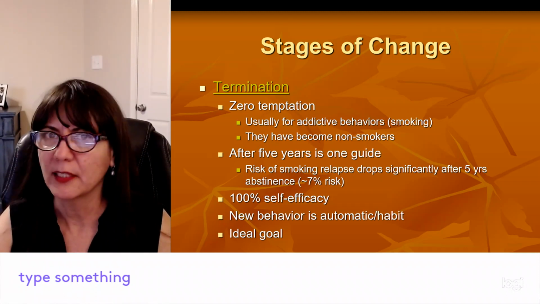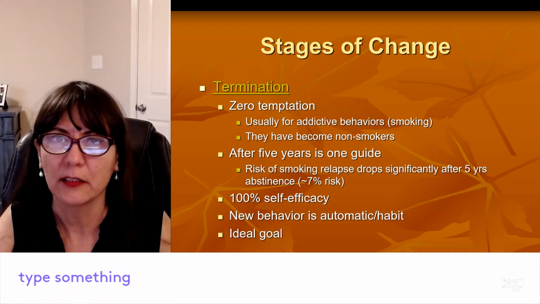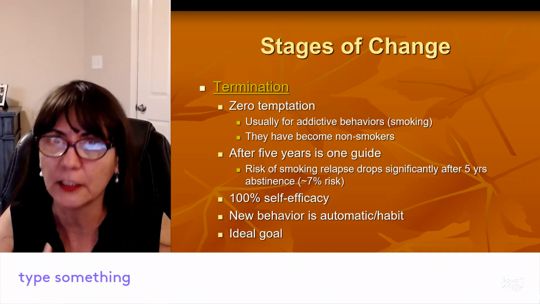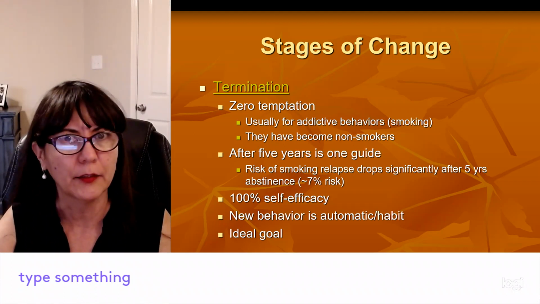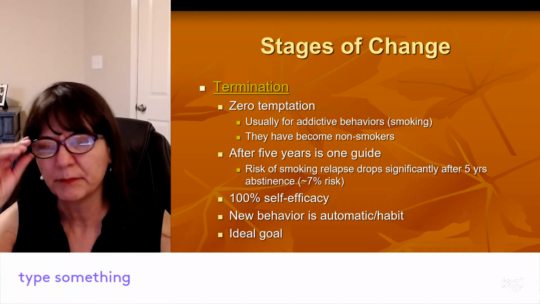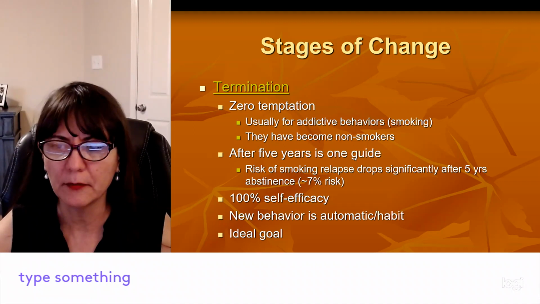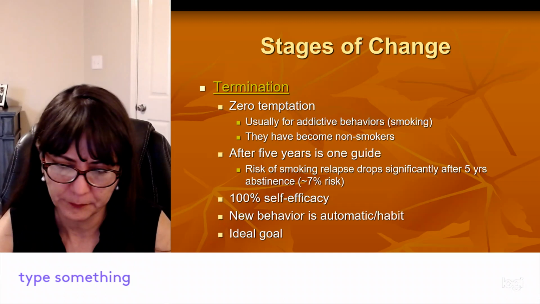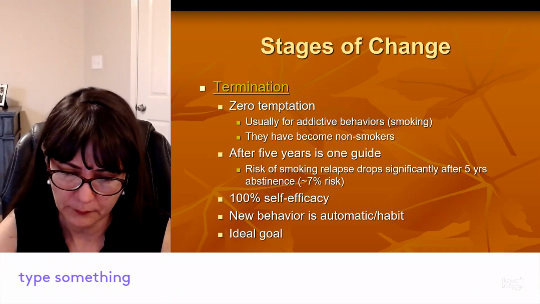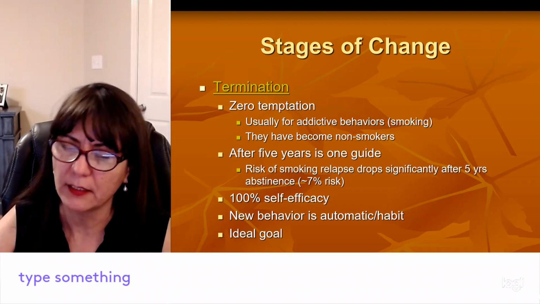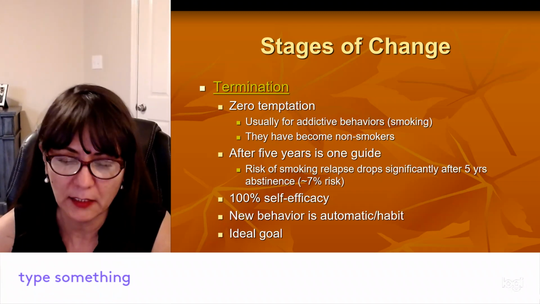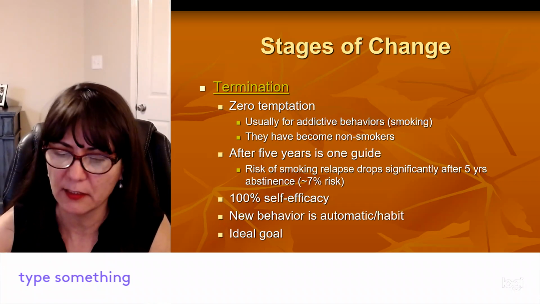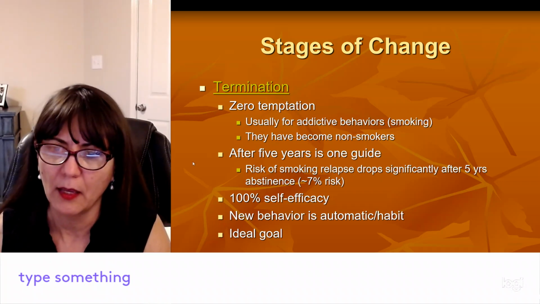There's 100% confidence that the person can engage in the desired behavior or eliminate an undesirable behavior. The new behavior is more habitual, automatic for the person. It's the ideal goal for the individual. In this stage, it's as if the old habit never existed, right? The unhealthy habit never existed. Okay.